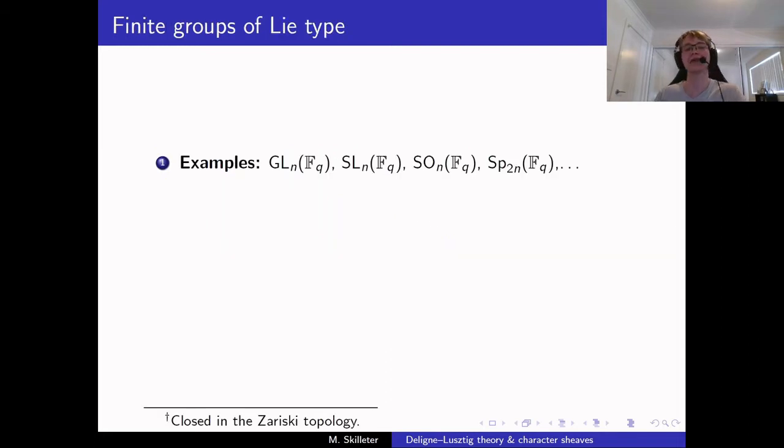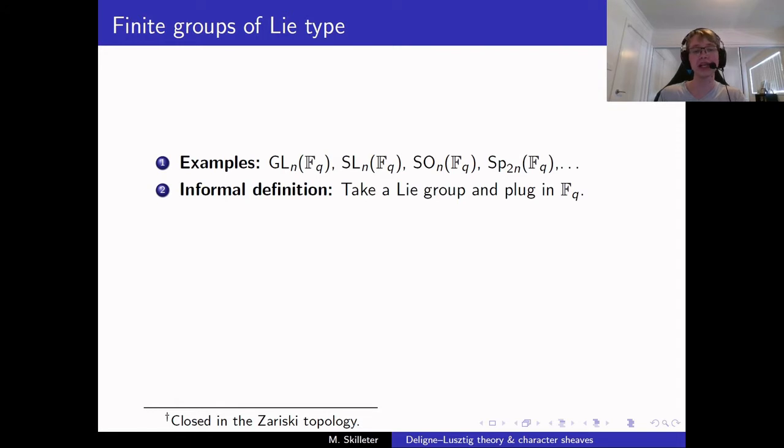Well, what is a finite group of Lie type? Let's start by looking at some examples. There's the general linear group over a finite field, the special linear group, the special orthogonal group, the symplectic group. These are the so-called classical finite groups of Lie type. And informally, you can think of a finite group of Lie type as taking a Lie group, that's a group which is also a Euclidean manifold over the real numbers, and plugging in a finite field F_q.